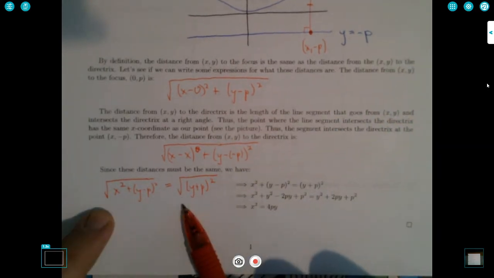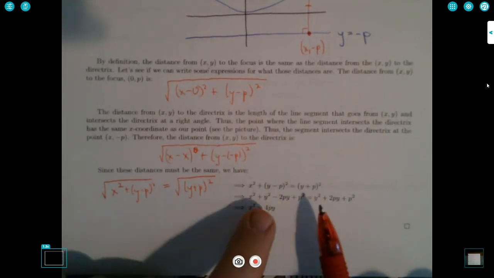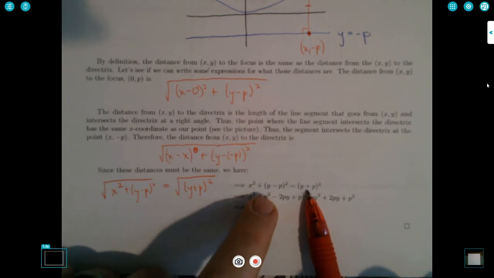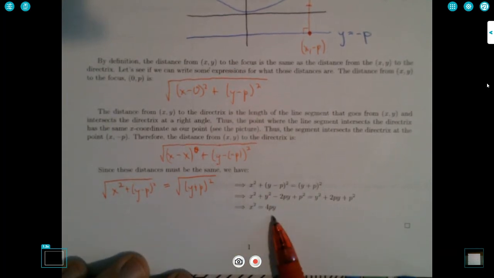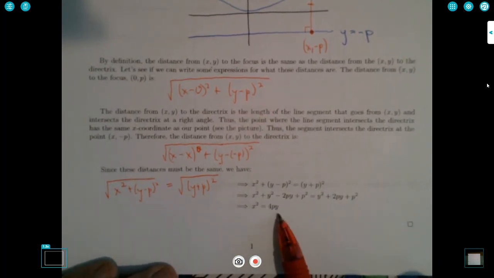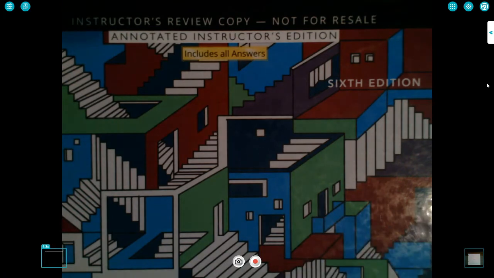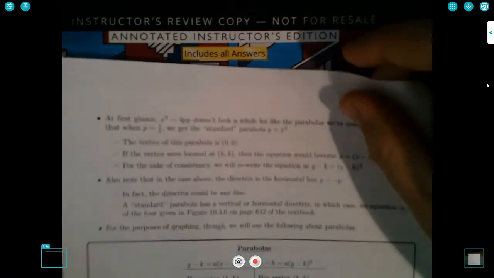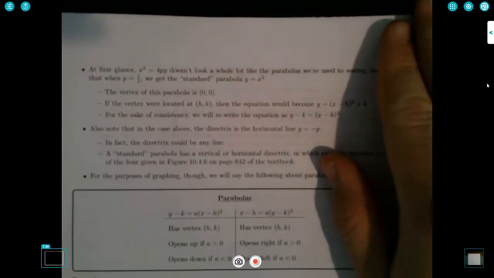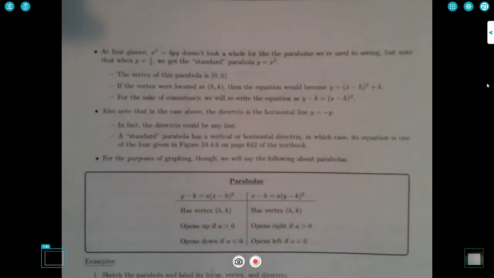You can square both sides to clear the radicals, right? And then you've got this, and the rest is history, right? You end up with, after you do some simplifying, this equation just like we said you would. Okay? Now, at first glance, that equation, x squared equals 4py, doesn't exactly look like the parabolas that we're used to seeing. It's just written in a slightly different form.